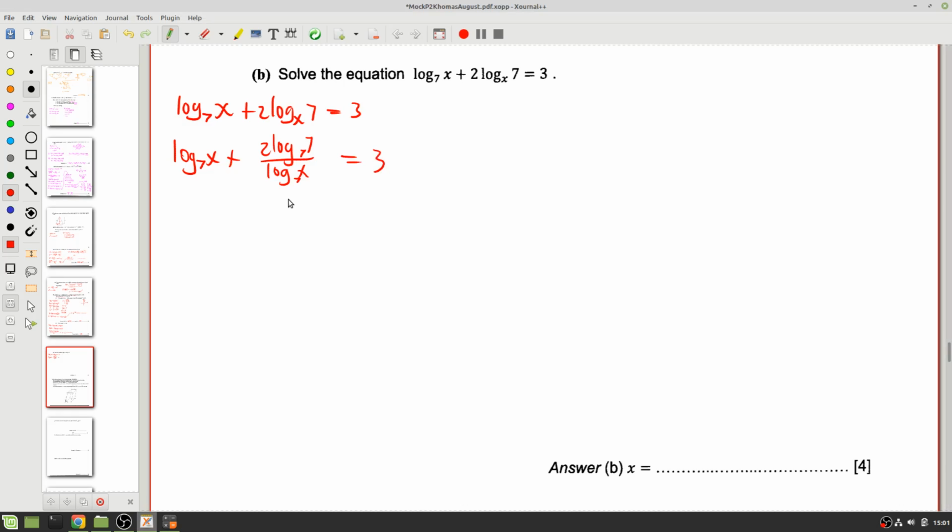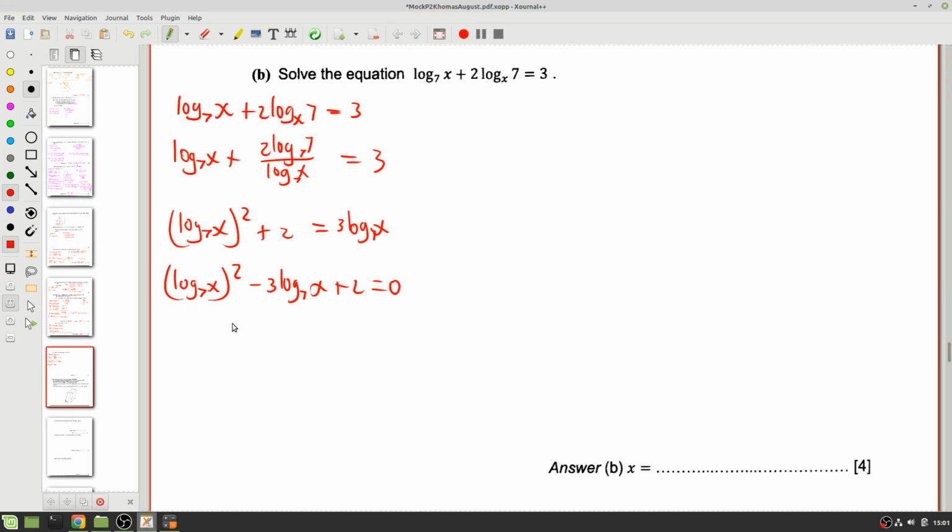And now to get rid of the denominator of the fraction, we multiply everything by the denominator. So we've got log base 7 of x times log base 7 of x, so that's just log base 7 of x squared, plus, and then this will cancel out, so it's just 2 log base 7 of 7, and log base 7 of 7 is 1, so we can just write that as a 2, equals 3 times log base 7 of x. Okay, so let's move everything to one side. So I'll keep the log base 7 of x, the whole thing squared, minus 3 log base 7 of x plus 2 equals 0.